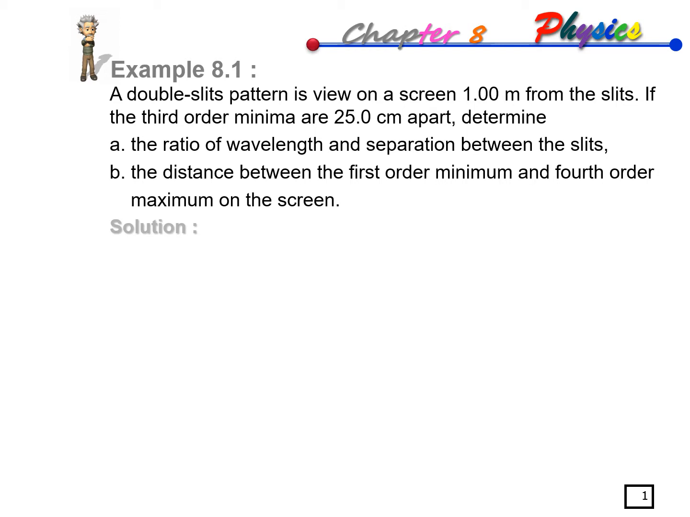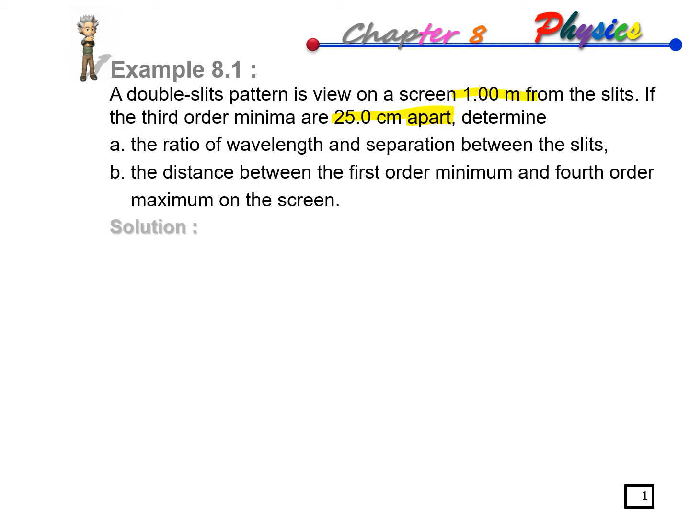You have a double slit pattern viewed on a screen which is 1 meter from the slit. So this will be the distance from the slit to the screen. If a third order minimum is observed 25 meter apart, that means the distance between the two third order minima.